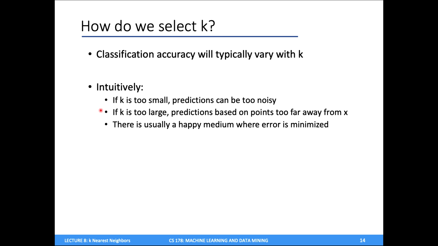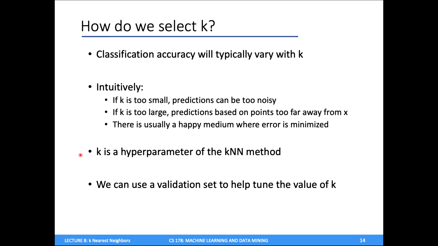If you make k too large, well then you're making predictions based on data points that are potentially very far from the point you want to classify. So if k is something like 100 and you only have 200 data points in your data set, well then you're looking at half of your data to classify just a single point here. And so usually there's some kind of happy medium between very small k values and very large k values where you achieve the optimal error for your model.